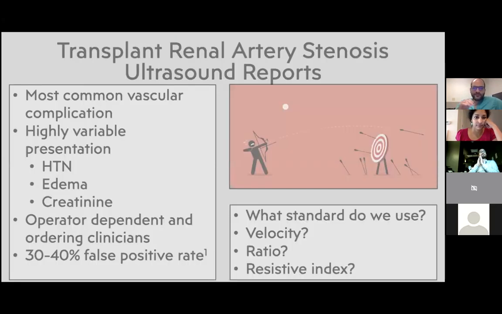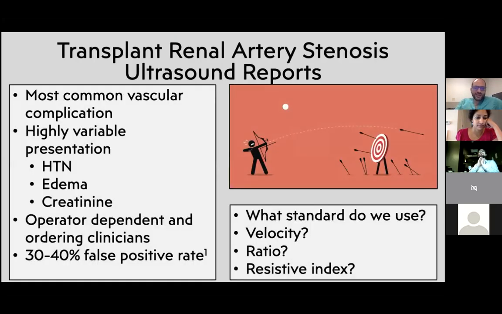So the first thing to understand is the role that ultrasound actually plays in transplant renal artery stenosis. We know that transplant renal artery stenosis is the most common vascular complication, but from a clinical standpoint, it's very difficult to clinically correlate transplant renal artery stenosis, because they can present with any number of different clinical scenarios.